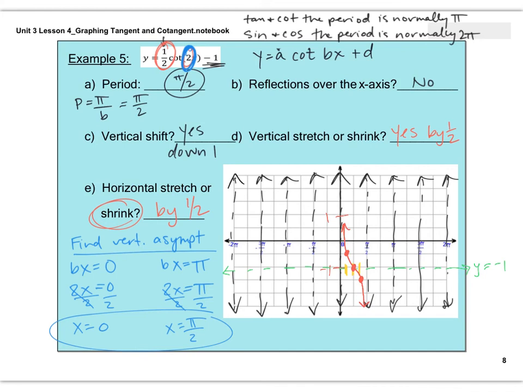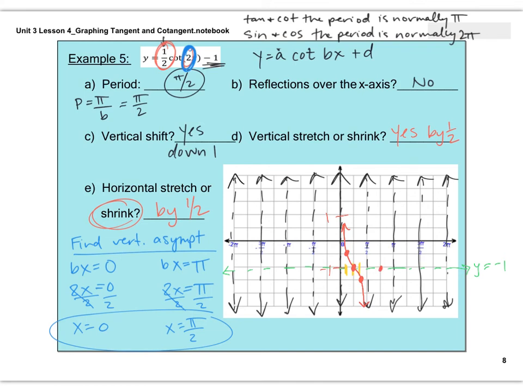It has a shrink by a half. So instead of the dots being vertically apart by 1, they're only vertically apart by a half. The period shrunk. Now everything's happening between 0 and pi over 2 instead of between 0 and pi. I think we did it.